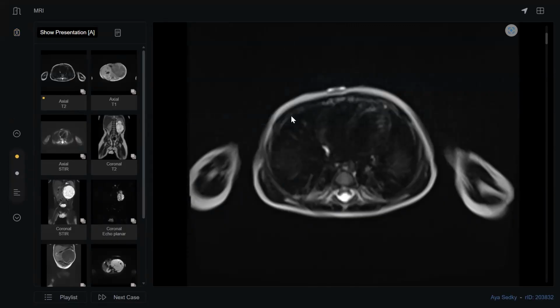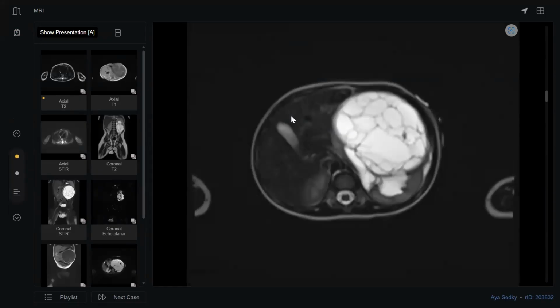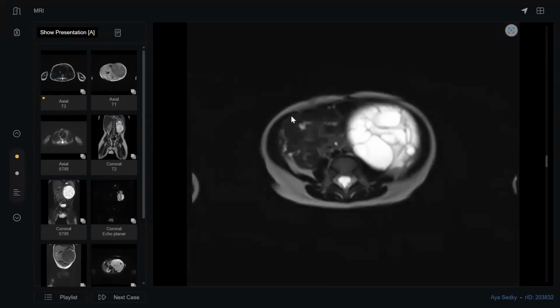I've been provided with MRI images of a 1-year-old child with a palpable mass in the abdomen. There is evidence of a multicystic lesion seen in the left renal region. I'm just trying to look for the kidney.